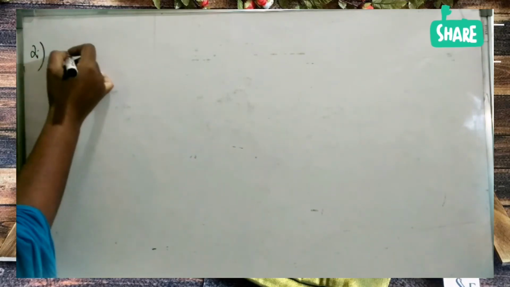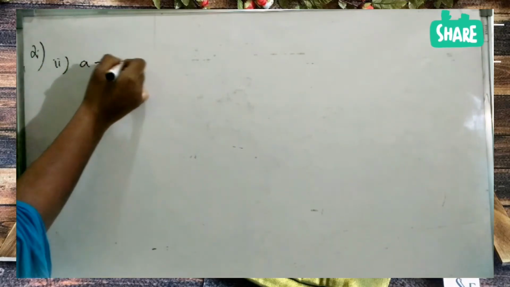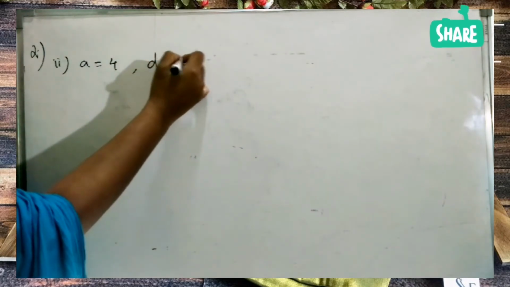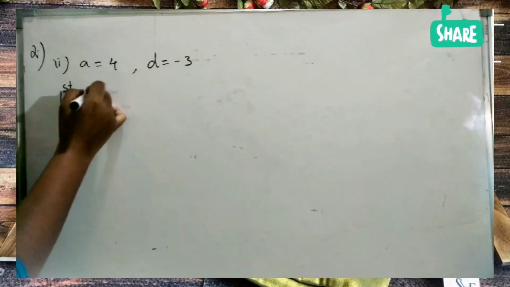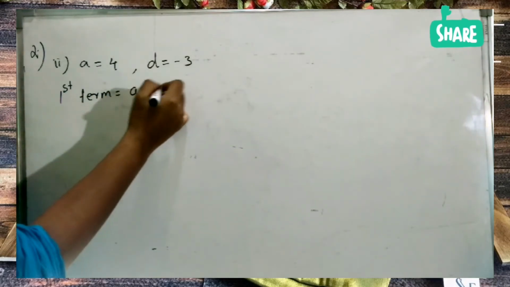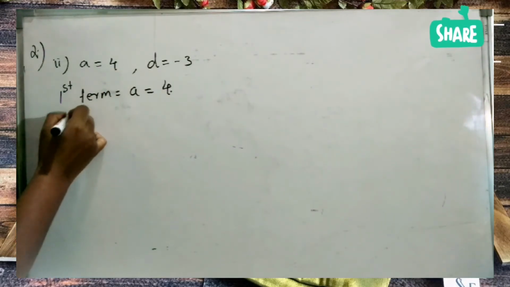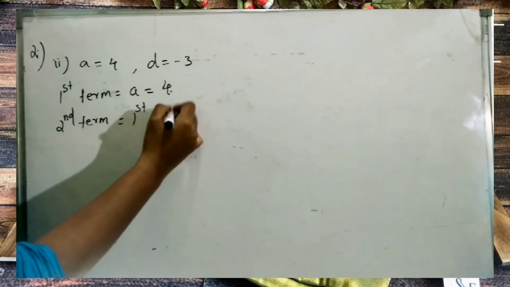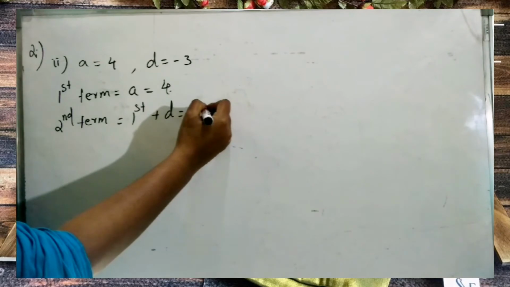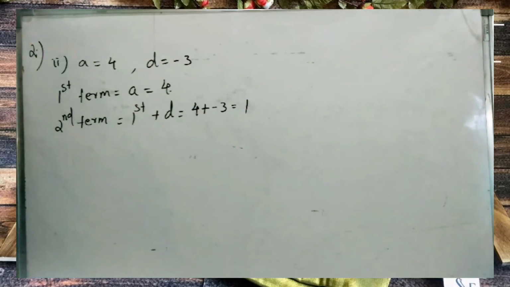Second sub question. A is equal to 4, D is equal to minus 3. So the first term, that is A, is equal to 4. Now the second term, that is first term plus D, is equal to 4 plus minus 3, which is equal to 1.